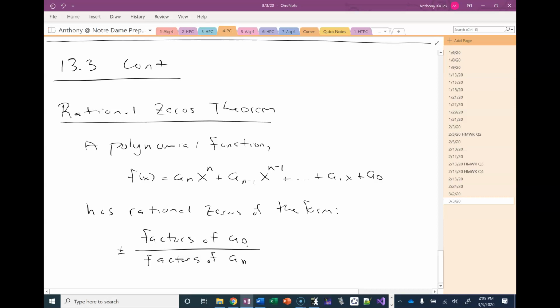Okay, so for a polynomial function, f of x equals a sub n x to the n plus a sub n minus 1 x to the n minus 1, and so on, all the way down to a sub 0. We know that if this function has rational zeros, those rational zeros will be of the form a factor of the constant term divided by a factor of the leading coefficient.